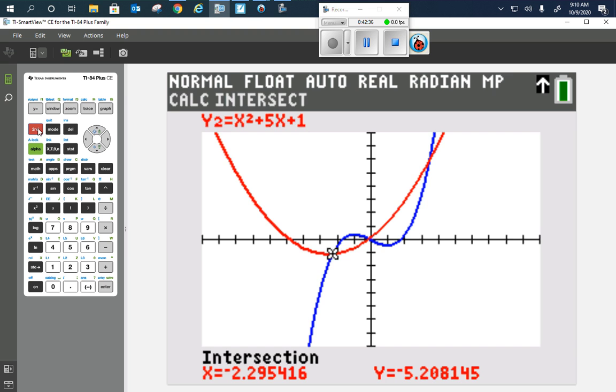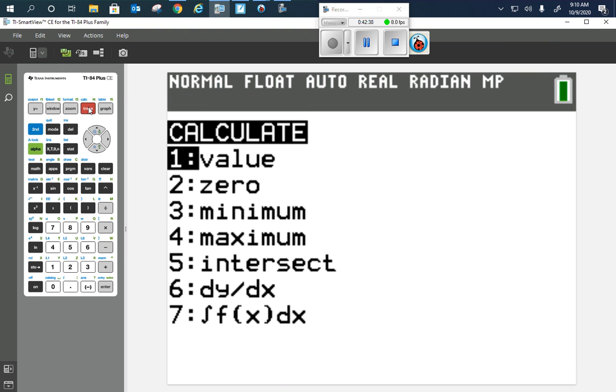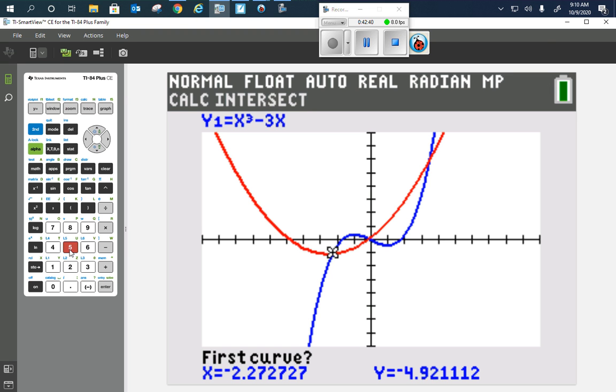Try it again. Second calculate, intersect. You're moving to the right on the blue curve. Enter, enter, and enter. So the x value there would be -0.127, rounded or truncated.